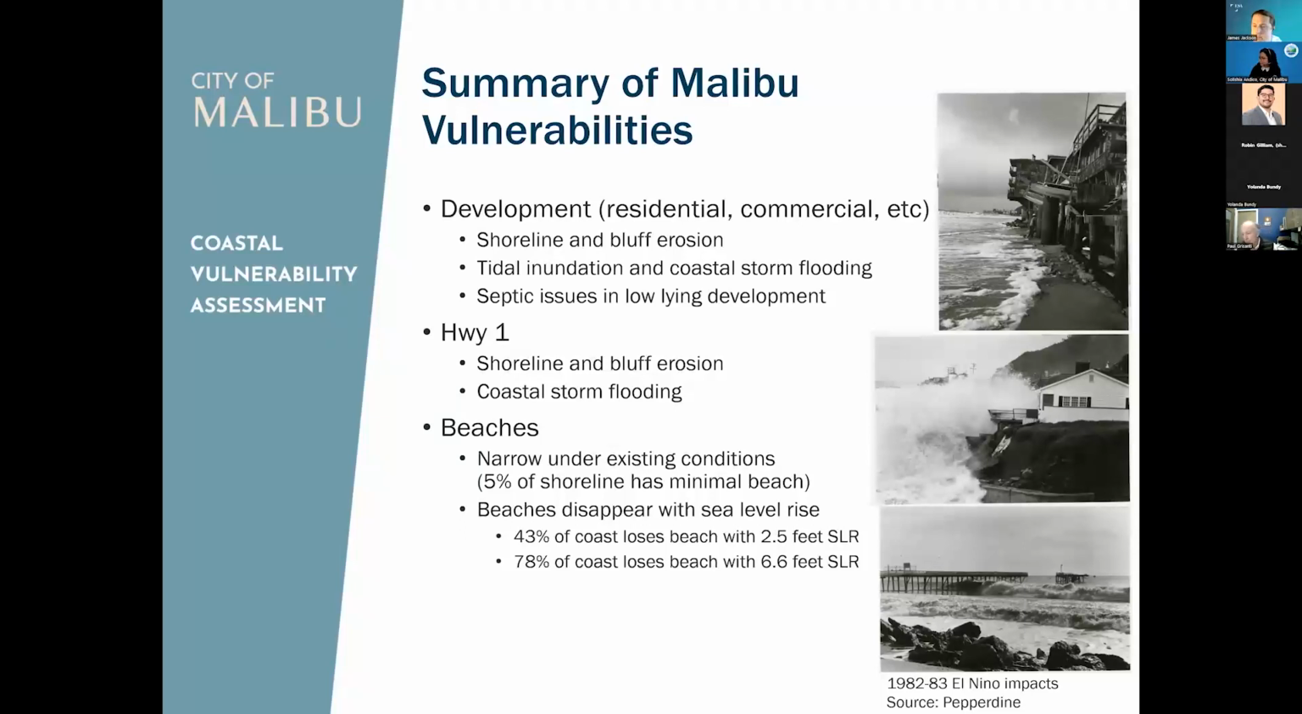On-site septic systems may also be at risk of coastal erosion, tidal or storm impacts, as well as rising groundwater levels. Pacific Coast Highway is vulnerable to erosion and coastal storm flooding and wave runup in a number of locations through the city. Beaches in Malibu are primarily narrow under existing conditions. For example, 5% of the coastline has little to no beach above the high tides. If sea level rises by 2.5 feet, over 40% of the coast could be without a beach, and nearly 80% of the coast could be without a dry sandy beach with 6.6 feet of sea level rise. Next slide, please.